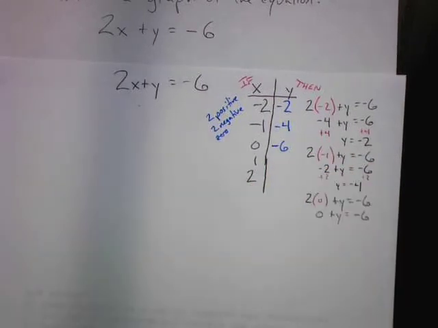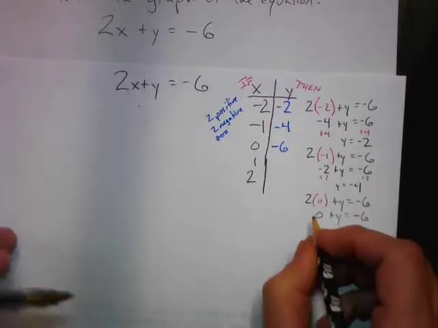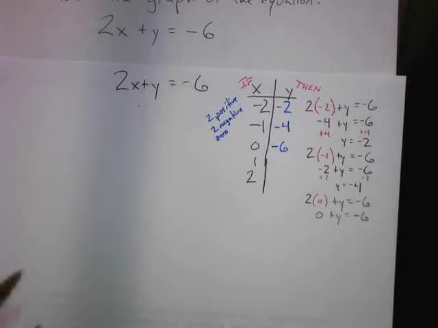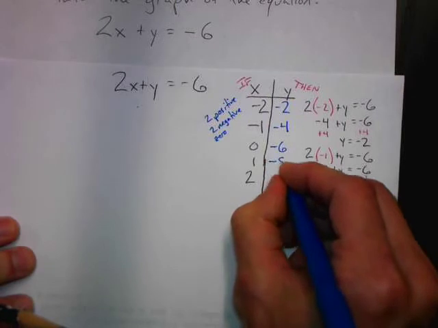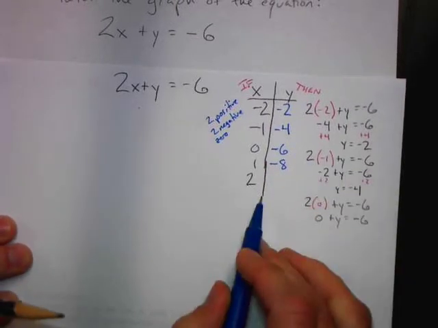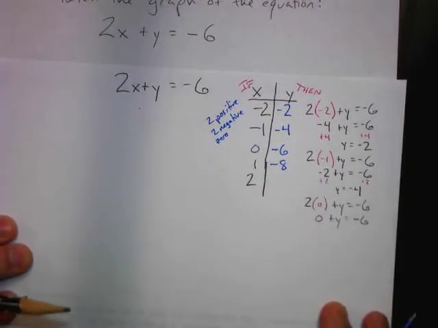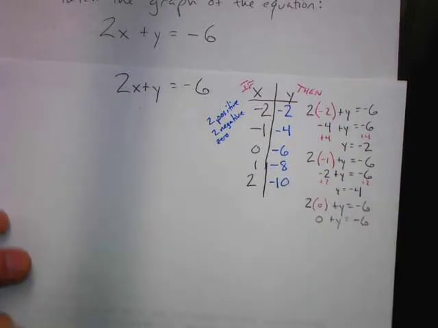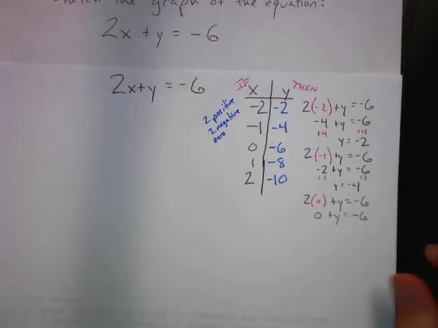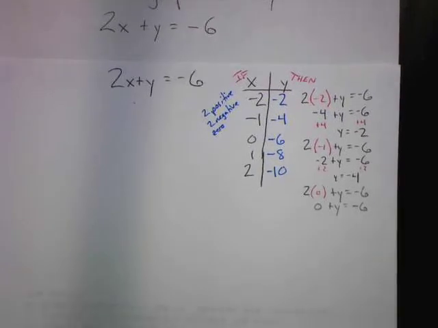And if x was 1, we crunch our numbers. You do the same process. If x was 1, you will see y is going to equal negative 8. And then you plug in the same thing. If x was 2, crunch your numbers. If x is 2, then y will equal negative 10. So we have our table of values. Okay. Now, what we need to know about a table of values.